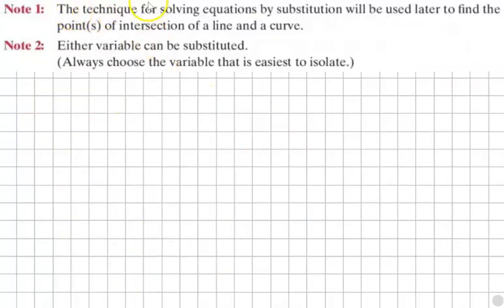Note 1: The technique for solving equations by substitution will be used later to find the point or points of intersection of a line and a curve. Note 2: Either variable can be substituted. Always choose the variable that is easiest to isolate.